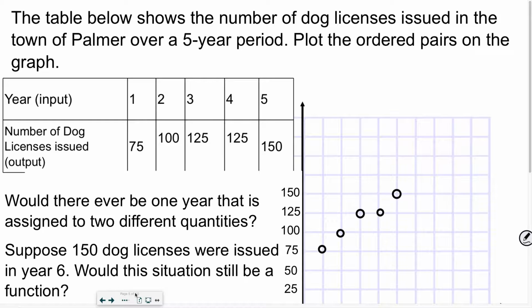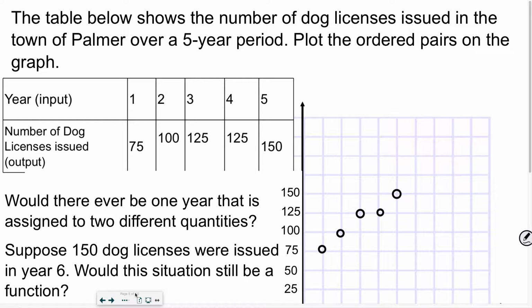So would there ever be one year that is assigned two different quantities? Is it possible that like in year 6 we're going to issue 75 dog licenses and 150 dog licenses? No. Does that make sense? Why doesn't that make sense? Because it can be different outputs but not the same input.